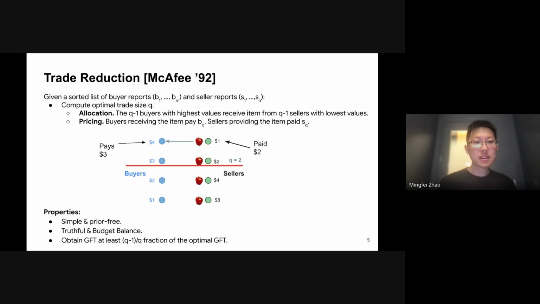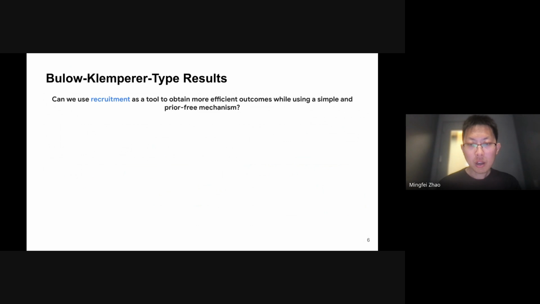So given these nice trade reduction mechanisms, one question becomes whether we can achieve more using prior-free mechanisms, right? In this paper, we focus on this problem from a slightly different angle. What we aim for is to use recruitment. In other words, we can augment the market with additional agents, and the goal is to achieve a more efficient outcome than the optimal allocation in the original setting using a prior-free and simple mechanism.